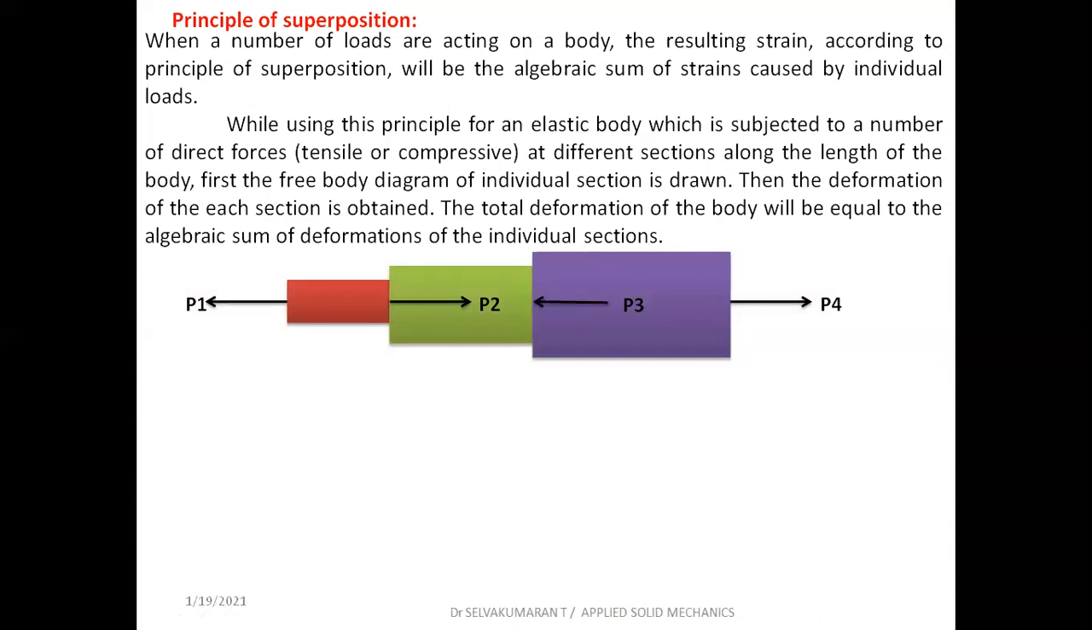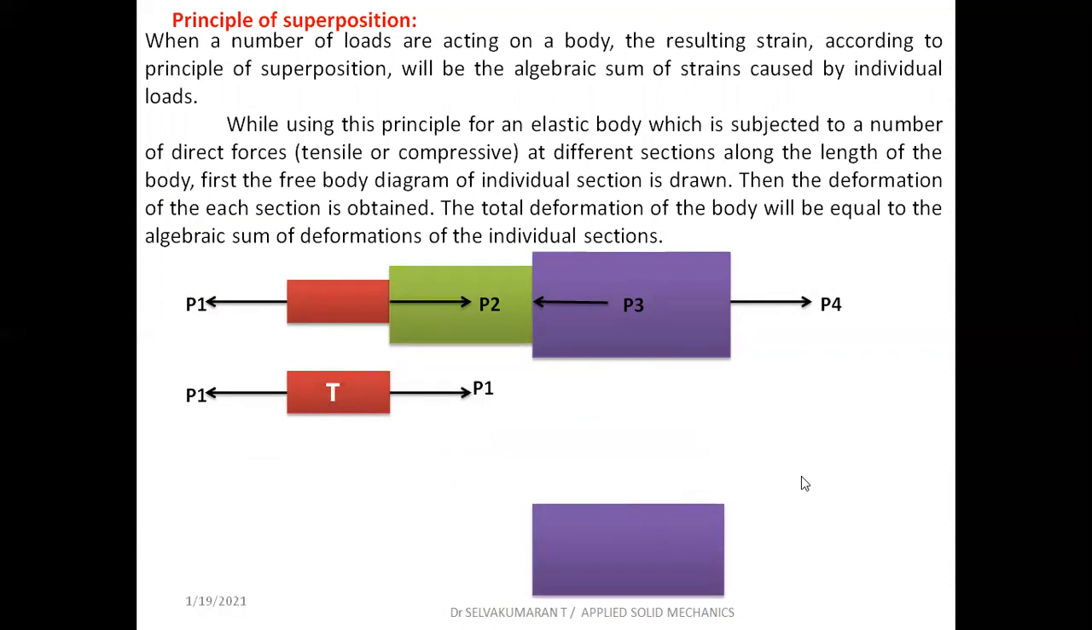Now let us go to the free body diagram of the individual section. So this is section 1, this is section 2, section 3. Let us assume this as length L1, length L2, length L3. Section 1, I have taken free body diagram, and P1 is the force acting here at the section 1. The same force must act on the right hand side also for equilibrium. It is under tension T. And now the third section, P4 is the force acting on the right hand side. Same force must act here on the left hand side for equilibrium. Again it is under tension.